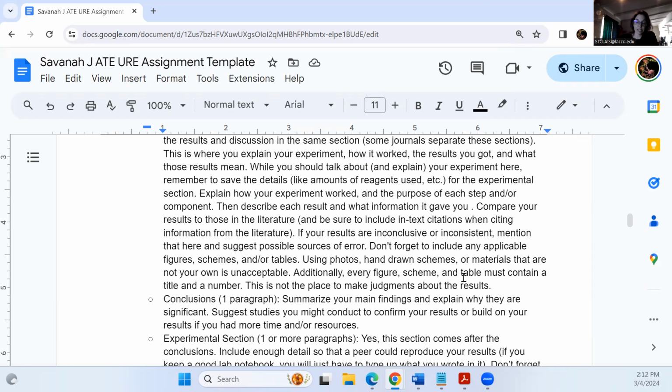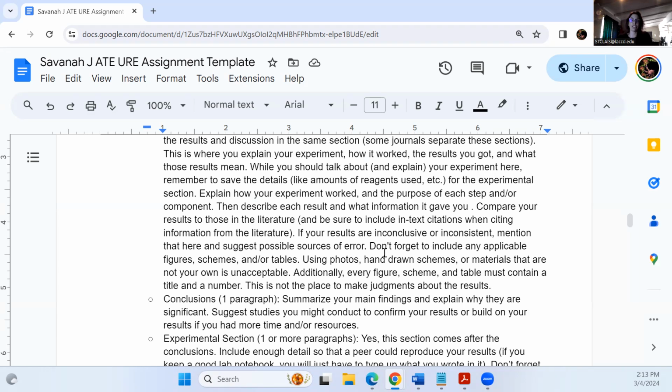In the discussion, you can compare your results to other similar studies, and that's where you would also have some in-text citations where you're going to reference the articles that you read. Here, if there was anything that was inconclusive or didn't go as you expected or was inconsistent, that would be the place to mention that.